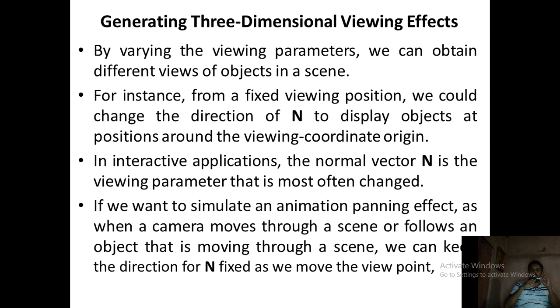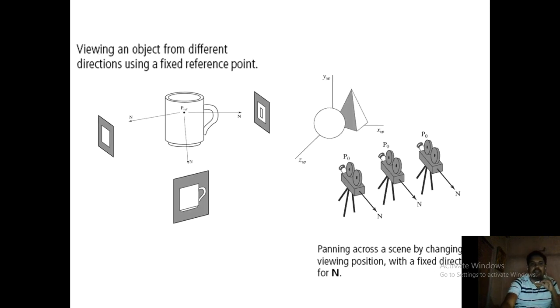If we want to simulate an animation panning effect, as when the camera moves through a scene or follows an object that is moving through a scene, we can keep the direction for n fixed as you move the viewpoint. You move around the tree with a camera, and you are capturing in 3D. Then you combine these and display, right? First, viewing an object from different directions using a fixed reference point. The reference point is fixed.